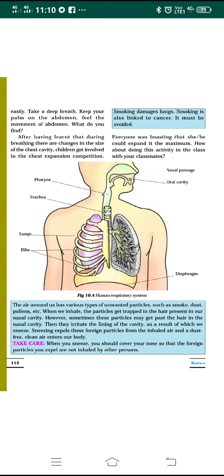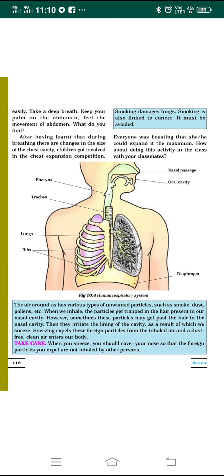Now let's go to the diagram. First you can see the nasal passage, leading to the oral cavity. Next is the pharynx, the third organ. Next is the trachea, and from the trachea the air enters the lungs, the left lung as well as the right lung. Just above the lungs you can see the ribs, which move upwards and downwards, and below you can see the diaphragm. This is the diagram of the human respiratory system.